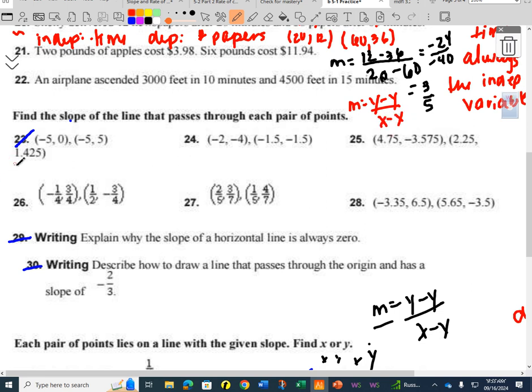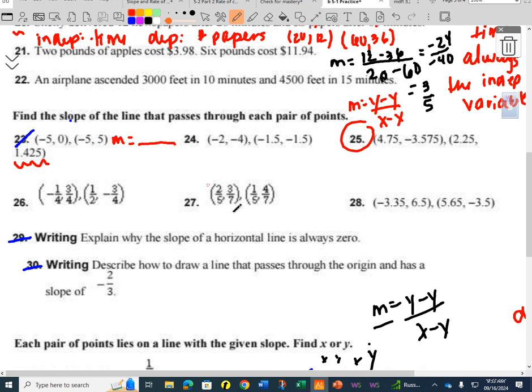This problem is weird. This number goes with number 25. Do you guys see that? That's the other part of 25. That's the y coordinate for 25. They have a weird printing format there. So for 22, we're just using the slope formula. We are finding the slope. We don't know what the slope is, but we know the x and y coordinates. So we're going to plug in.